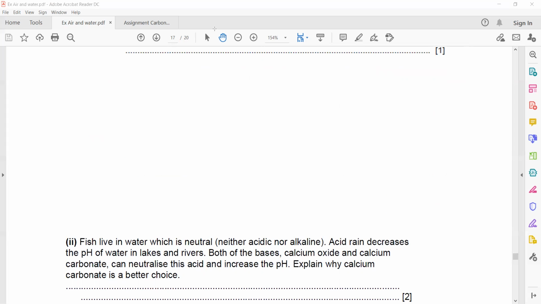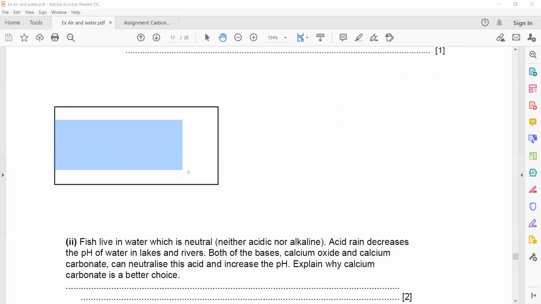So example, you have a lake which is acidic. So this lake is acidic and you want to neutralize it because the fish live in water which is neutral. So if this is acidic, because of acid rain, its pH is say equal to 6. So it is acidic. Now there are two ways to neutralize. We can add calcium oxide. If I add calcium oxide, first what happened?